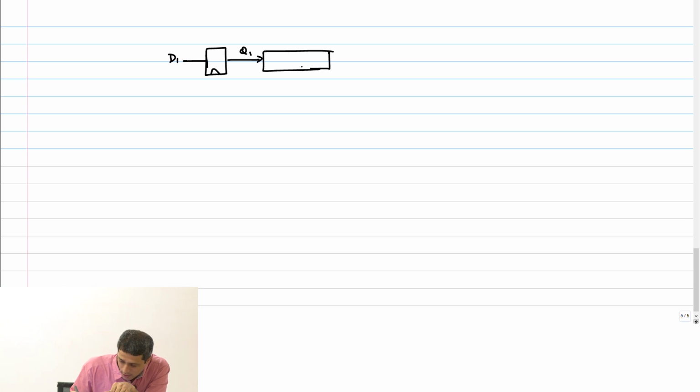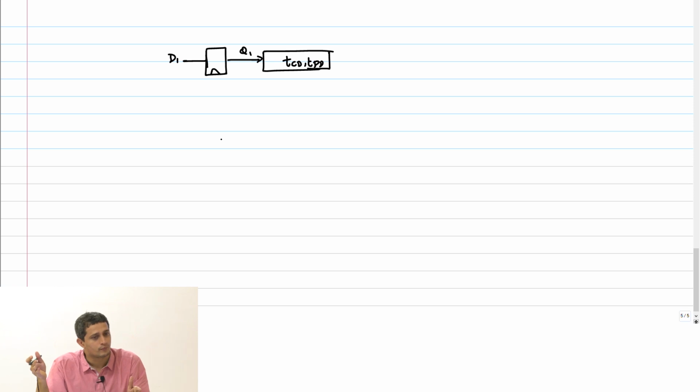Okay, so now I'm going to consider the following case. Next, D1, Q1, then I have the combinational block delay, TCD, TPD. Now I'm going to look at the case where data can race through and affect D2, right? This is D2, in the same clock edge.